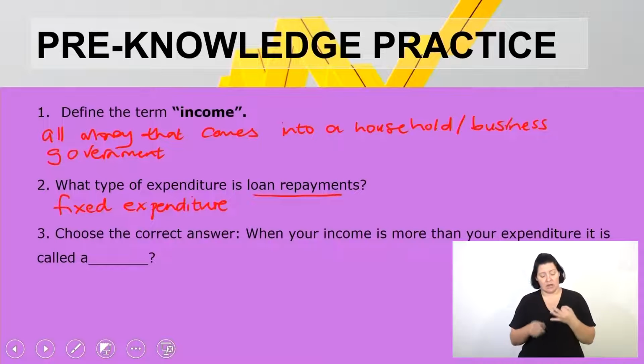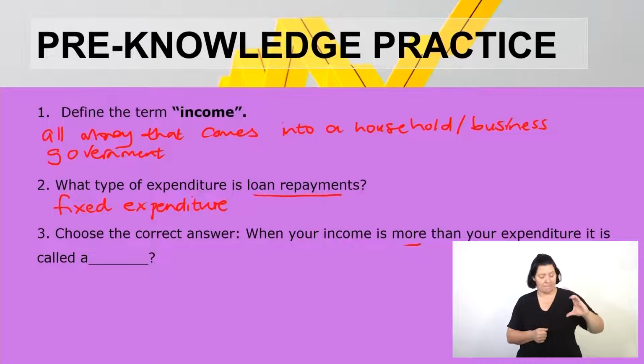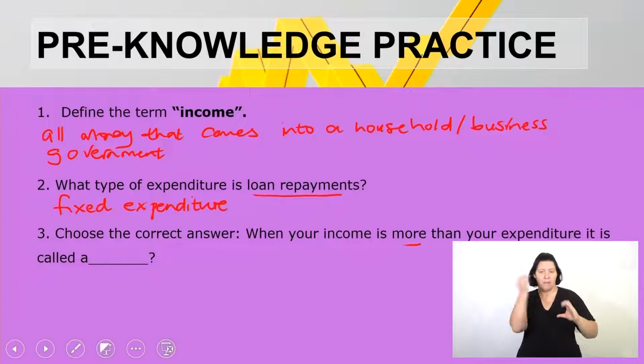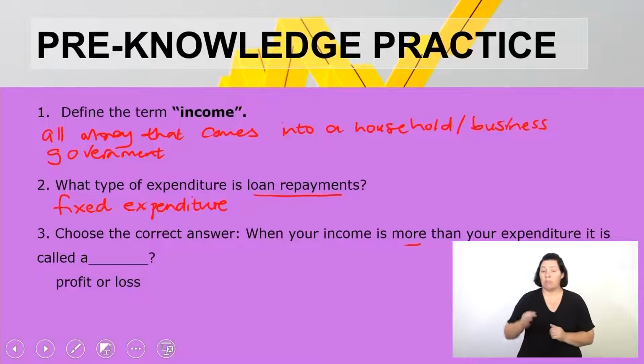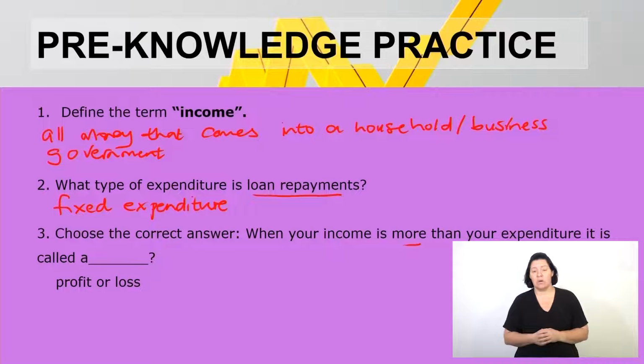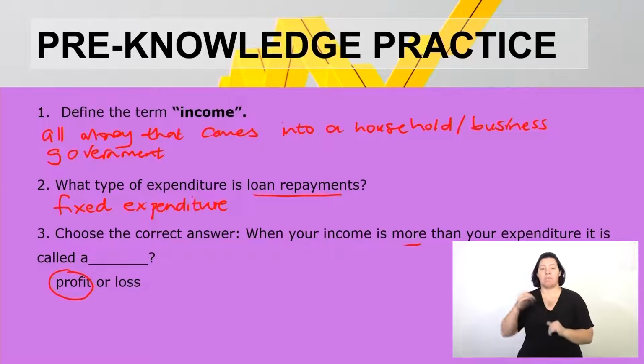Then we have a third question here. It says choose the correct answer. When your income is more than your expenditure, it is called what? Now let's see what is given to us. Is it a profit or a loss? In this case, when your income is more than your expenditure, that will be a profit. Okay, so there, a simple, straightforward question just to get us going.